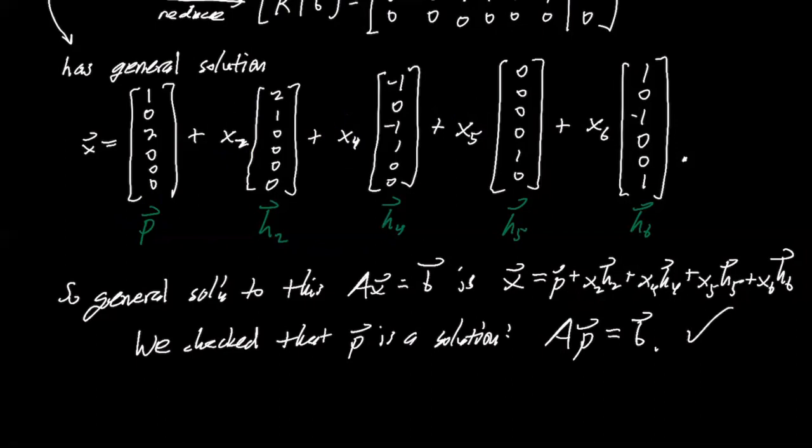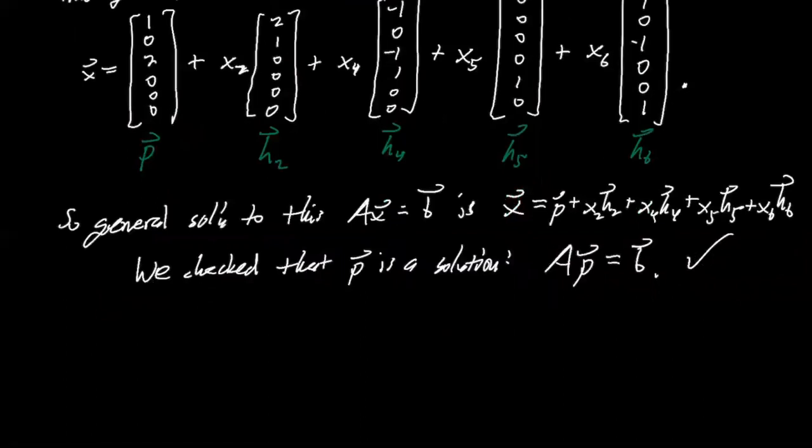But what about H2, H4, H5, H6? I said these vectors are also important. What about H2, for example? Is that a solution to AX equals B? One way we can try is computing A times H2, which is really just a matter of plugging into the system. So check by computing A times H2.